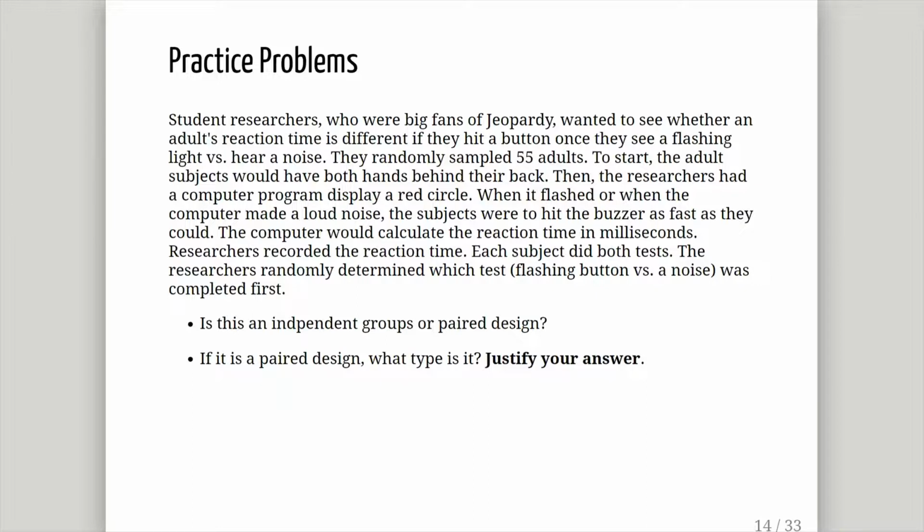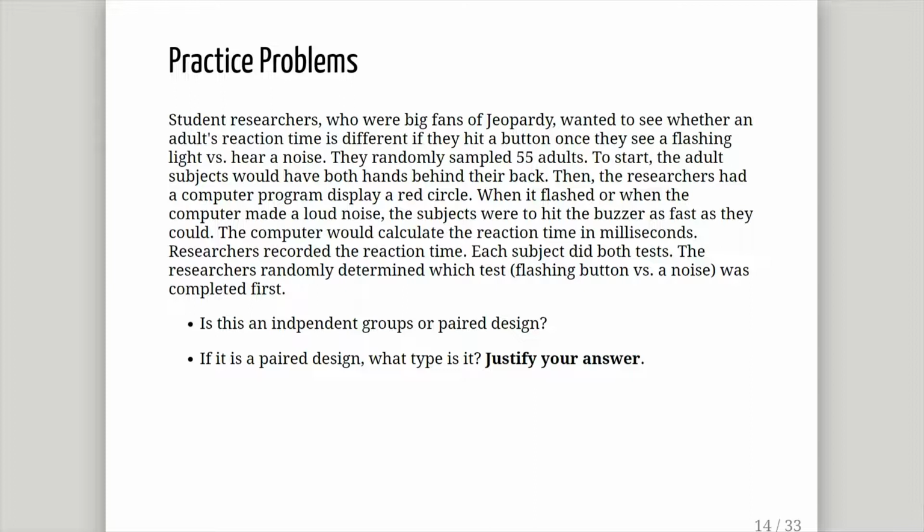Okay, let's do an example to see what questions would be like. Okay, so let's look at student researchers. They were big fans of Jeopardy, and they wanted to see whether an adult's reaction time would be different if they hit a button once they see a light flashing, or if they hear a noise. So we're going to compare flashing lights to a loud noise.